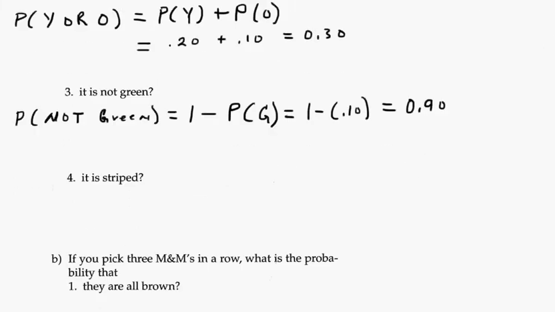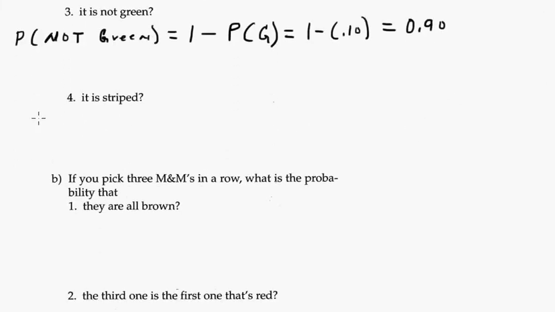Okay? And then they must have thrown this in just for fun. What's the probability that it's striped? So that would be 0. That's never going to happen.